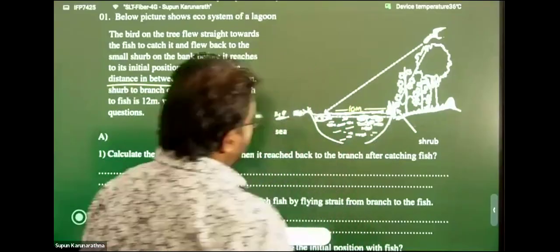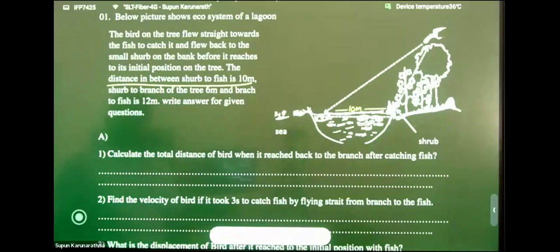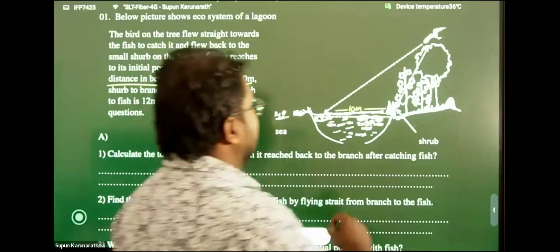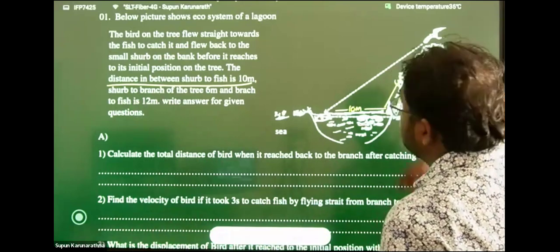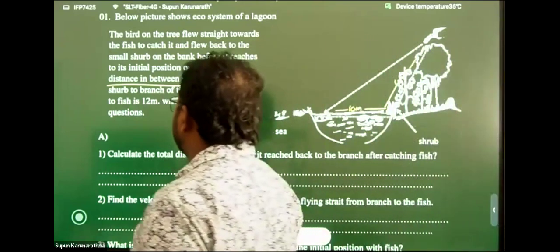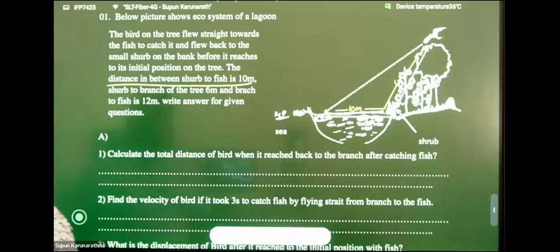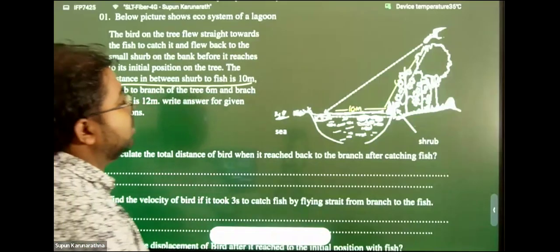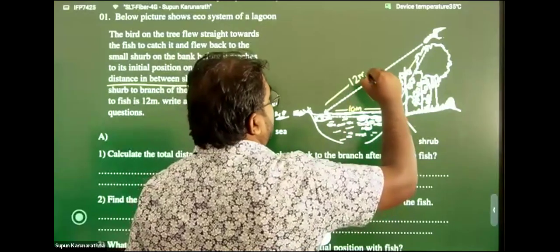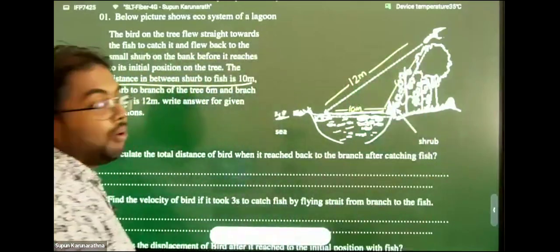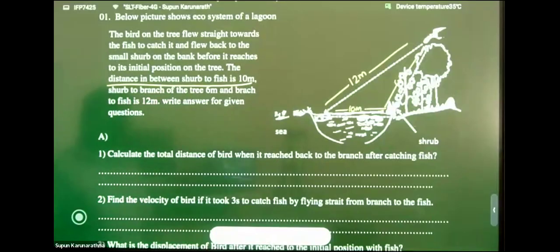Right, you want to note down 10 meter, and shrub to branch is 6 meter. Shrub to branch, here is the 6 meter, right? And branch to fish is 12 meter. Here is the branch and here is the fish. It's 12 meter, right? This information is very important to provide the answer.